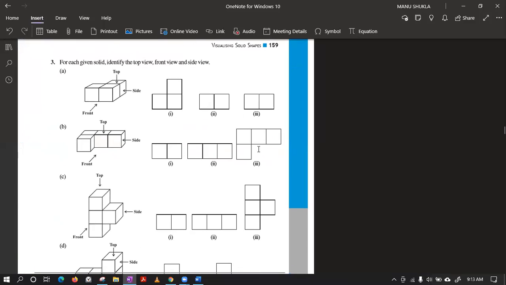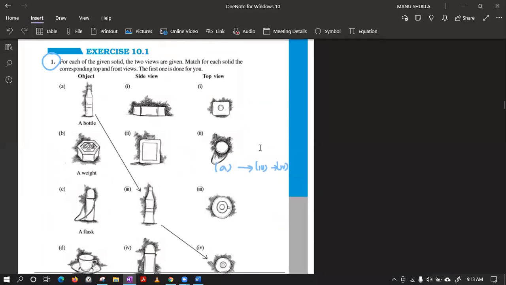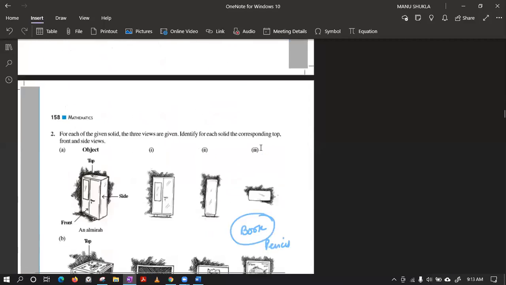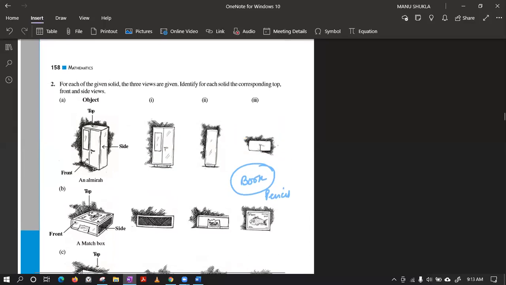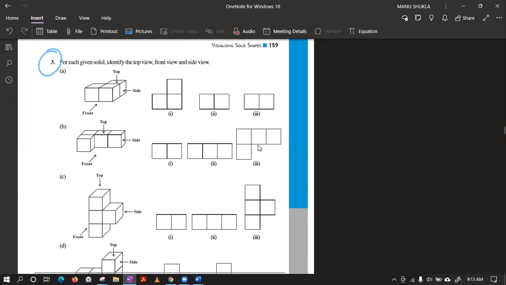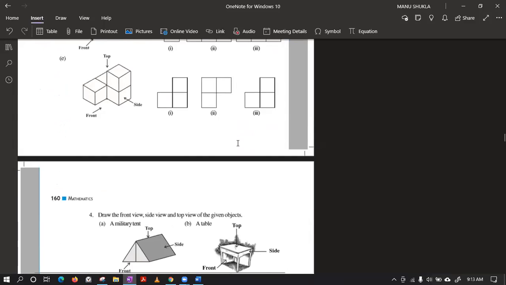And then this one you have to do in the copy. Class, this question number three you have to do in your copy. No, Yashna, not required. Just start with question number one. Simply you can do question one in the copy. Question number two you can do in the book. Question number three you have to do in the copy. Just draw these diagrams first, and after that you have to name these views. Okay. Only question number two will be in the book. Question number one and three you have to do in the copy.